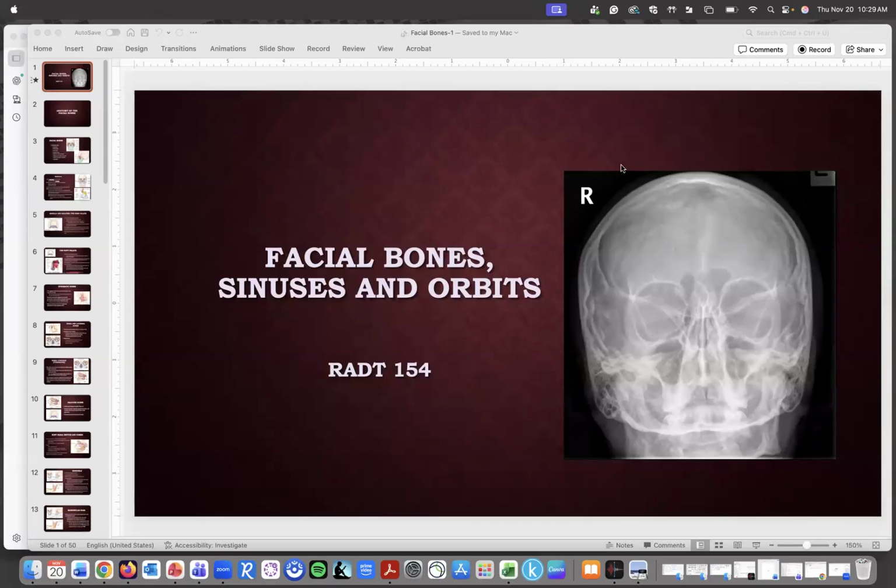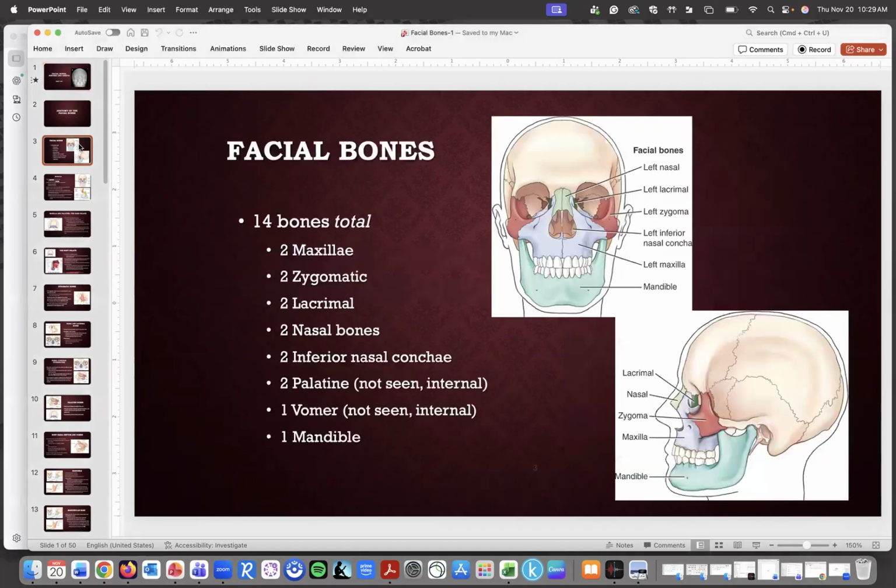Okay, let's quickly talk about the facial bones, sinuses, and orbits. Specifically, the major things you need to take away from this course and to apply to the final in your anatomy course. First up, facial bones.